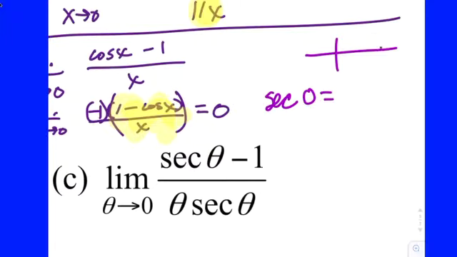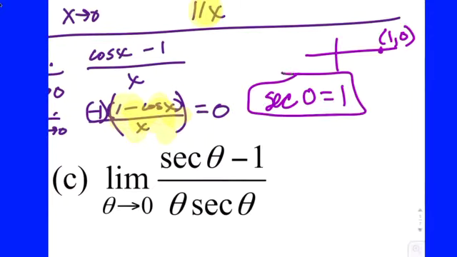On the unit circle, 0 is here. The ordered pair is 1, 0. Secant is the reciprocal of cosine. Cosine of 0 is 1. The reciprocal of 1 is 1. Okay, so secant of 0 is 1. That's kind of an important one.